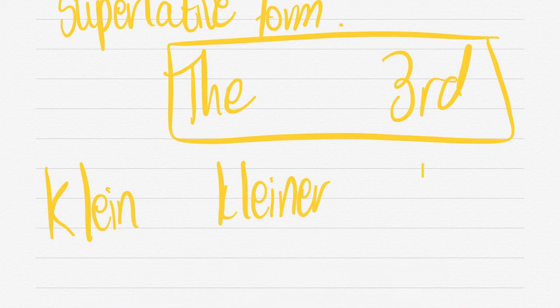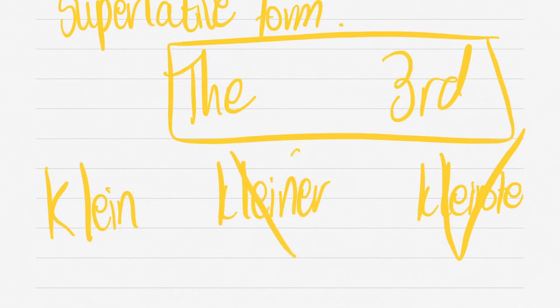Let's do klein, kleiner, and kleinster. If you have three children, which one is the smallest? That's comparing three. It's the same as doing the superlative, the kleinster. But if you say between these two children, which one is smaller, you'd be using the comparative.